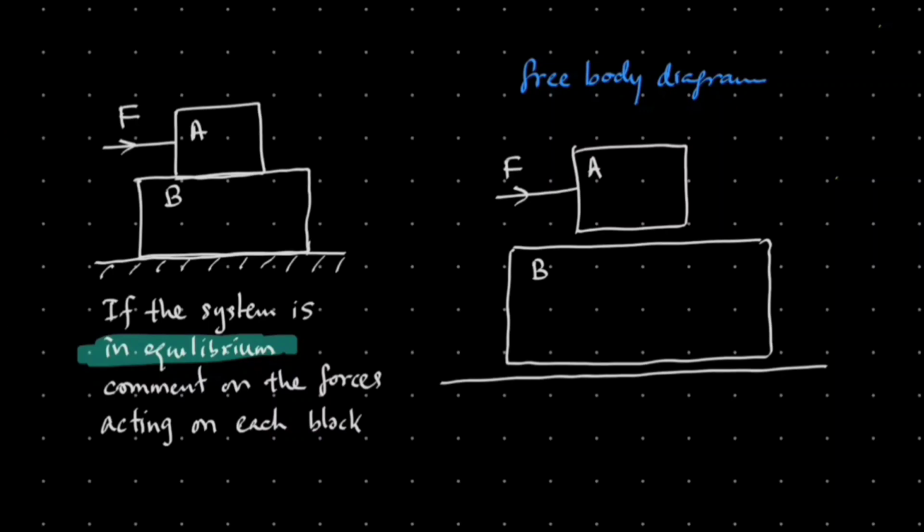So block B will oppose the motion, or the tendency A has to move to the right, by applying a friction force. Let's call it F1. This friction force is by B on A. Now, according to Newton's third law, if block B applies a force on block A, A has to apply an equal and opposite force on block B. So we will have to mark another F1 on B, which is exerted by block A, right?